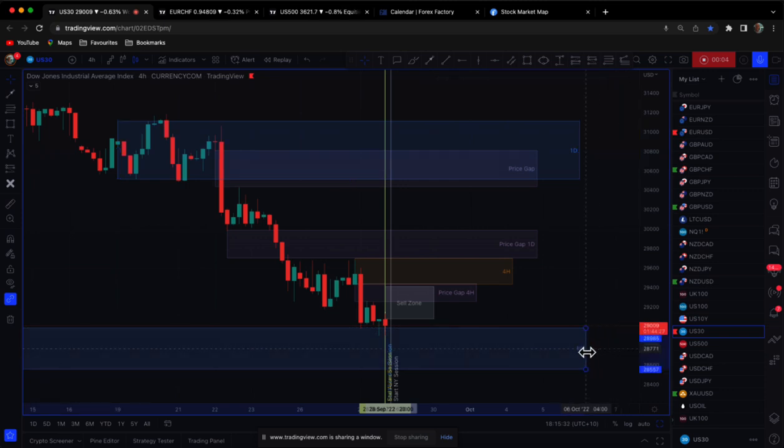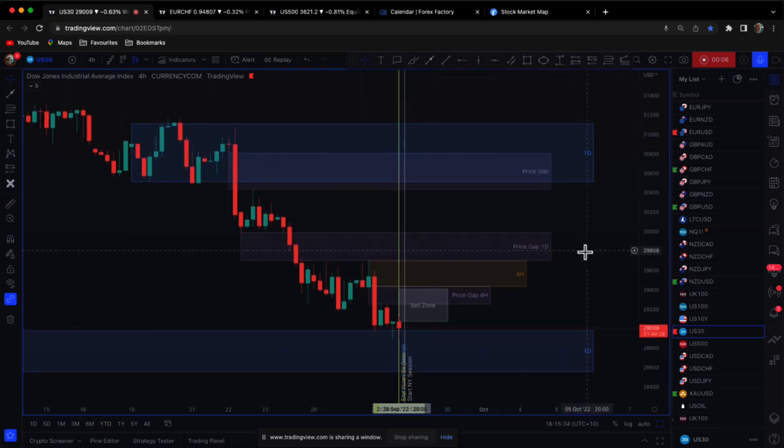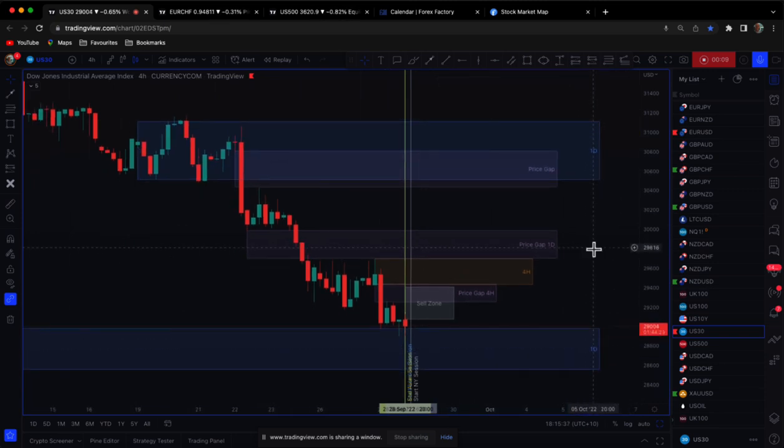I've got a little bit marked up on my chart. This is the US30 4-hour time frame. What I've done is I've just gone back on the daily and picked up this range here. It's a support level, and we've also got a daily distribution level up here.